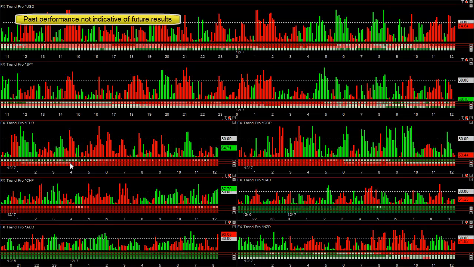So the weekly trend's down, the monthly trend's down. At 4 o'clock, after this little bit of counter trend move here, you're expecting the euro to continue down. Now, which currency do you want to trade it against?